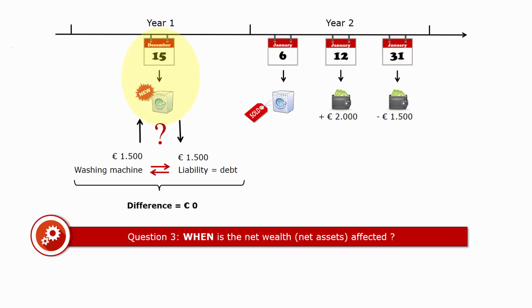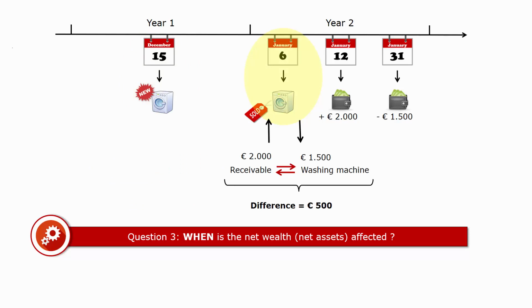When the purchase took place, the transaction created a resource and a claim for the same amount of €1,500. There was no real effect on the company's net wealth at that point, as the company's net assets didn't change. The sale, however, does cause a change in the company's net wealth by €500, because the value of the resource received from the customers, the receivable of €2,000, differs from the purchase price of the washing machines delivered, which is €1,500. This brings about an increase in net assets, and thus in the owner's net wealth.